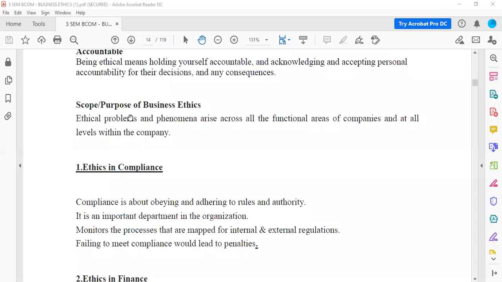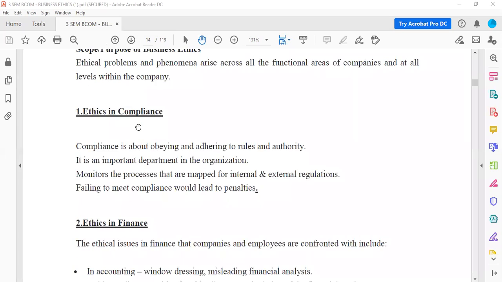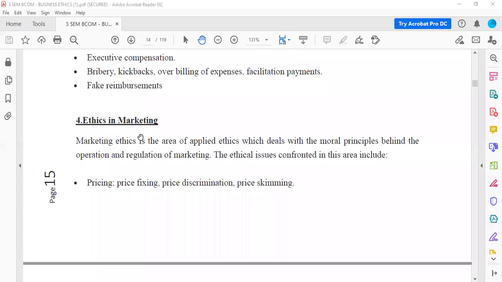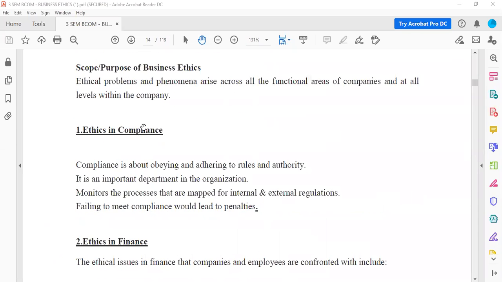Now, scope and purpose of business ethics. I think I have completed ethics in compliance, ethics in finance, and ethics in marketing. Okay, let's just revise that part. Here we are trying to understand what are the major problems that you can come across in the important functional areas of business ethics. At what levels can you see the problems? That is what we are going to learn here.